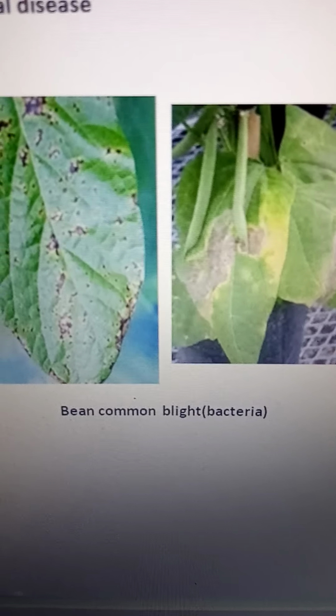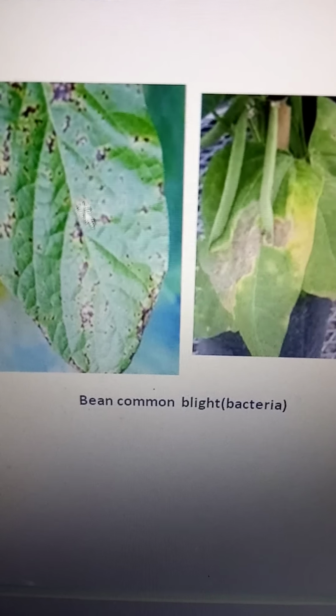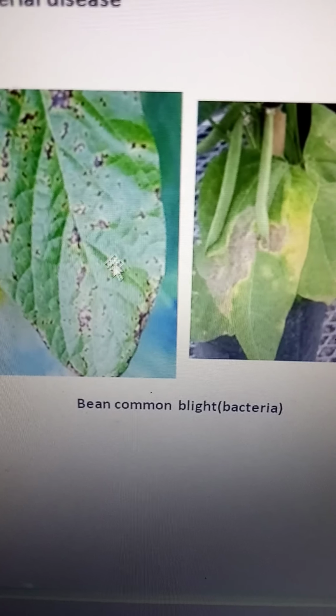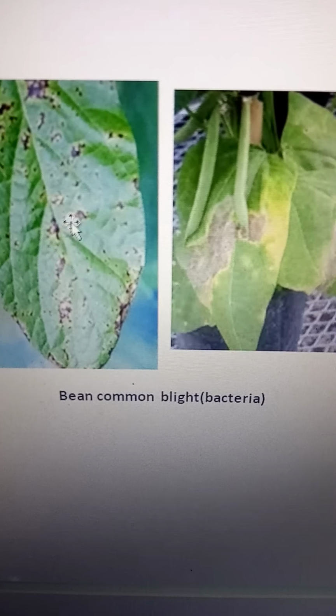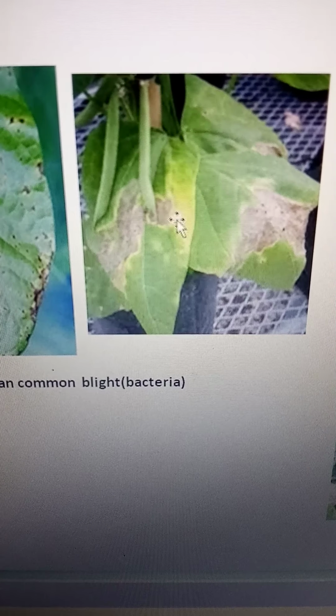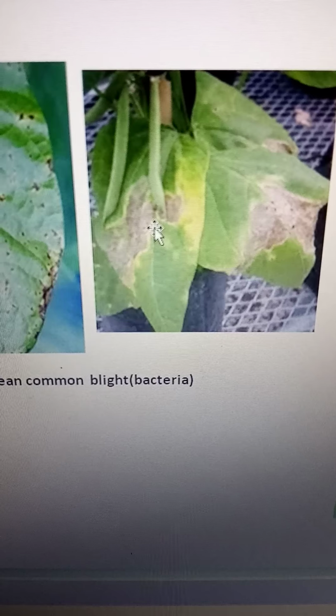Then another disease of bean is bean common blight, which is a bacterial disease. These are all necrotic lesions which are surrounded by a yellow halo. You can see here very distinctly the yellow halo surrounding the dark brown necrotic lesions.